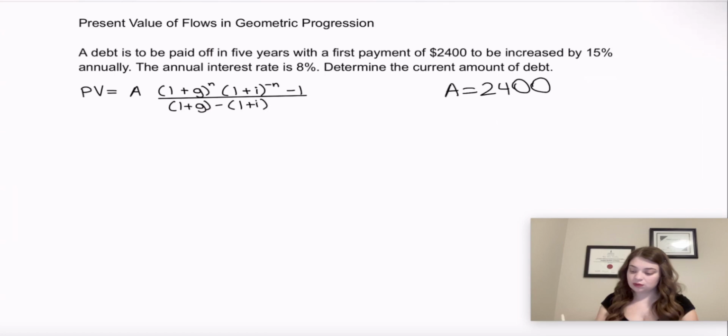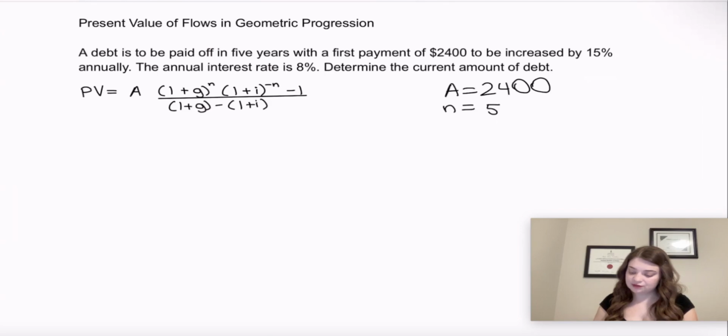Okay, the next one is n. And n in this case is going to be the number of compounding periods. Well, it says it's going to be paid off in 5 years, and then a payment is made each year. So therefore, we're going to go with 5 for n.